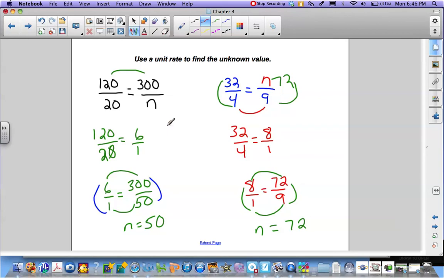In this one here, I said n was equal to 50. Okay, 50 times 6 is 300. 20 times 6 is 120. Okay, so unit rates are a great way to find unknown values in equivalent ratios.